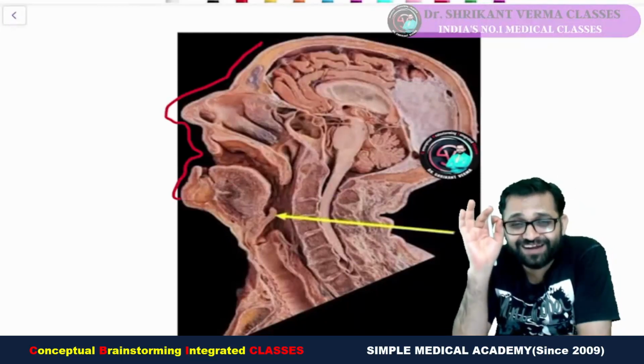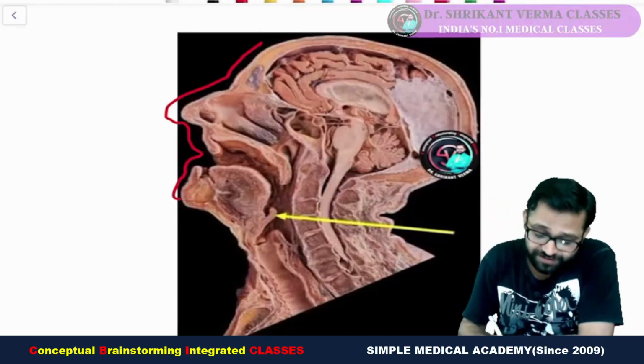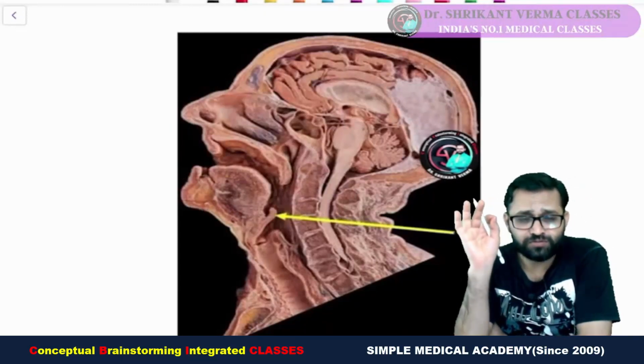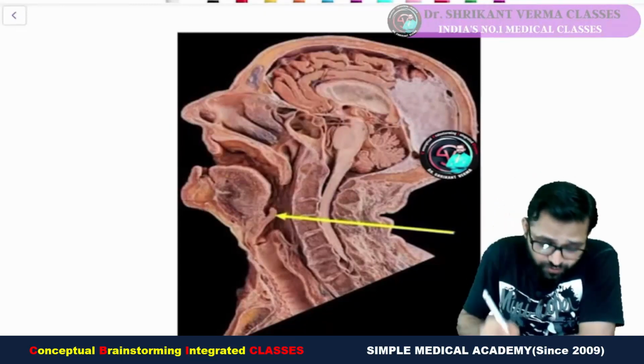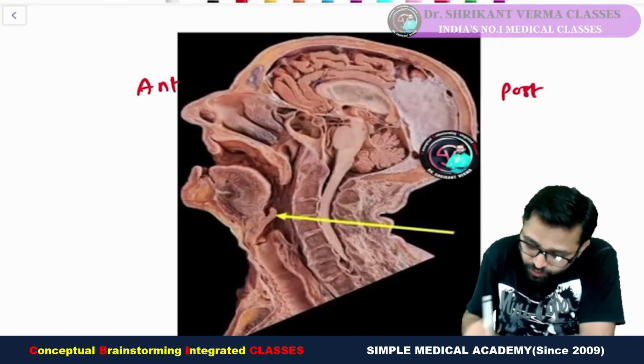Whenever cadaveric images are asked, just pick any silly point, pick the most foolish type of point and make it easy. So yes, you can identify this one. So this is anterior and here is posterior.